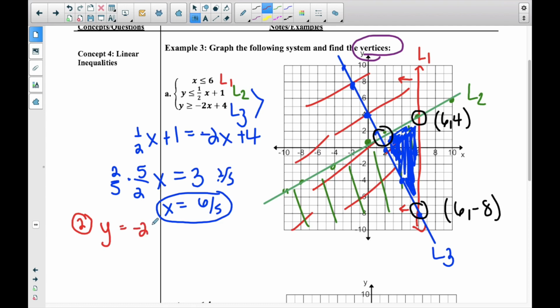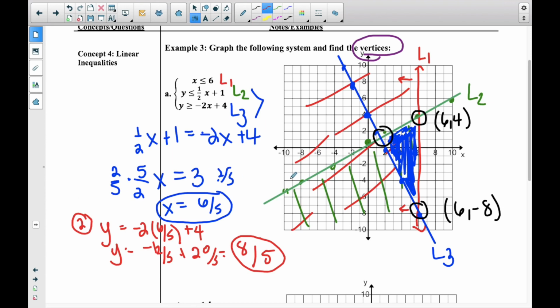So we have a negative 2 times 6/5 plus 4. And notice again, I'm using the equals because the line is the equals. So it's okay to use that equals. All right, I get y equals negative 12/5 plus 4. Well, 4 is 20 over 5. And so that is 8 over 5. Sorry, that's messy there. 8 over 5. So, as we look at this answer, our answer should be 6/5 and 8/5.